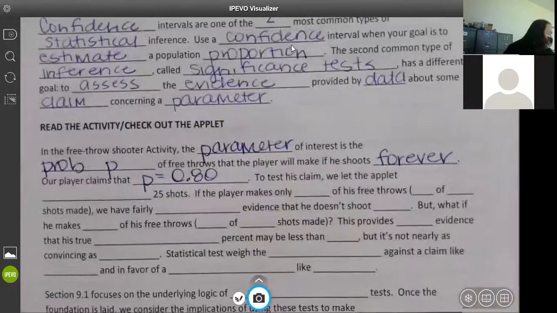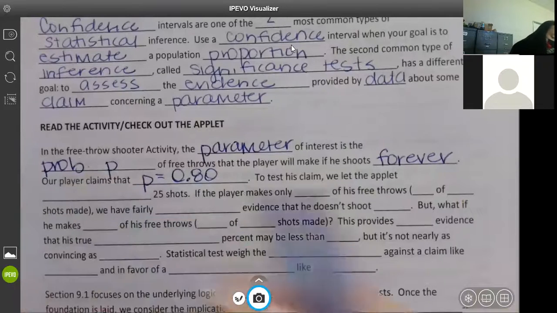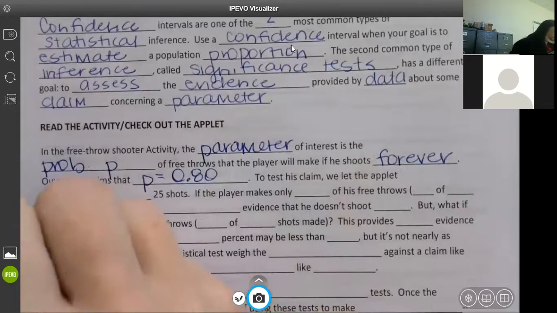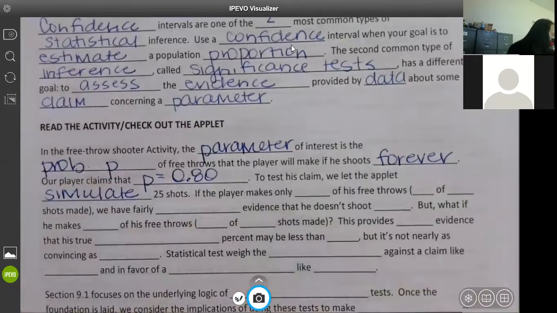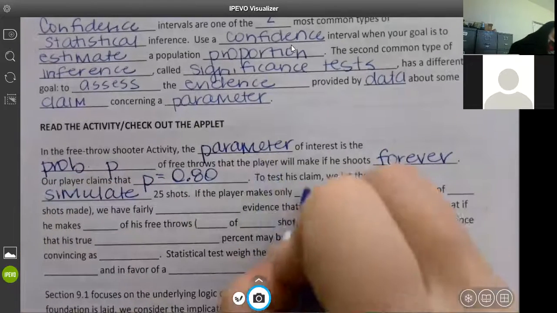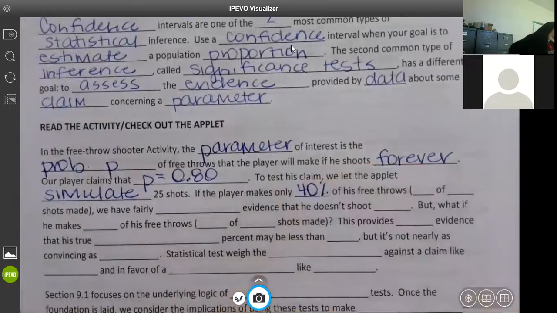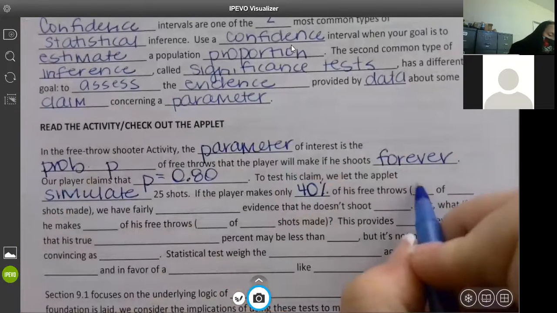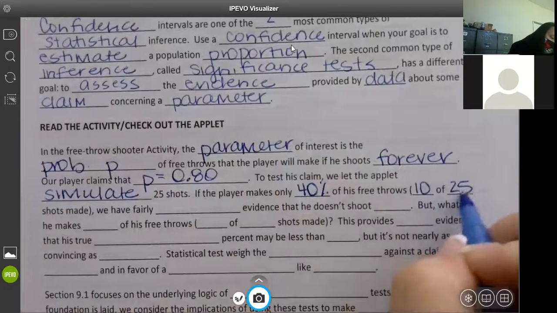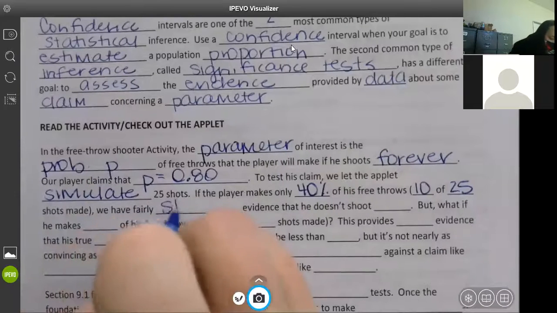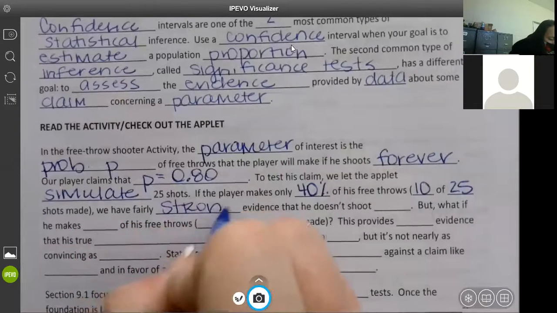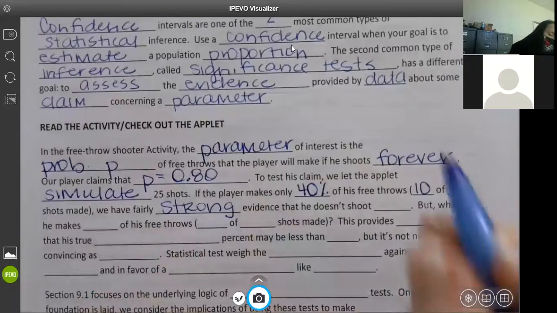So to test his claim, we let the applet simulate 25 shots. If the player makes only 40% of his free throws, which would be 10 out of 25, we have fairly strong evidence that he doesn't shoot 80%.